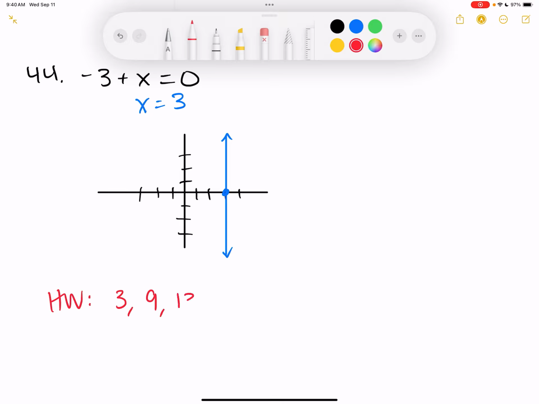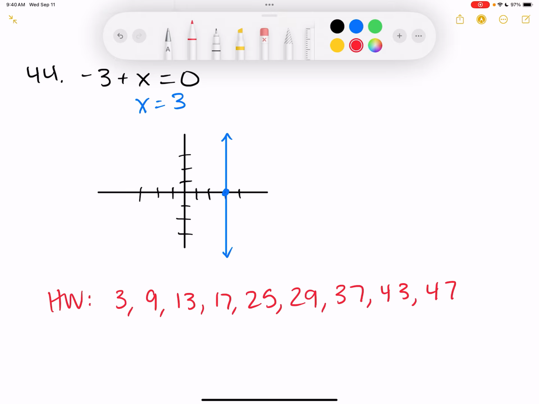The homework problems are 3, 9, 13, 17, 25, 29, 37, 43, and 47. Make sure you put the section number on your homework, that it's section 2.3 at the top, because some people aren't doing it across the board, and it just is confusing to check.